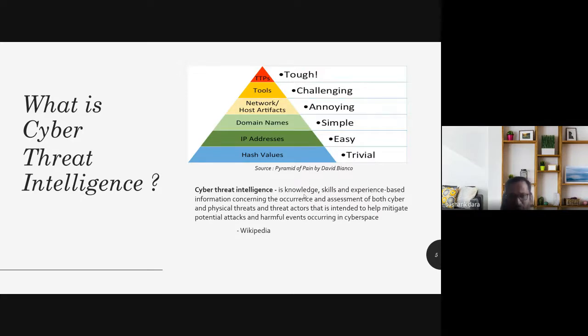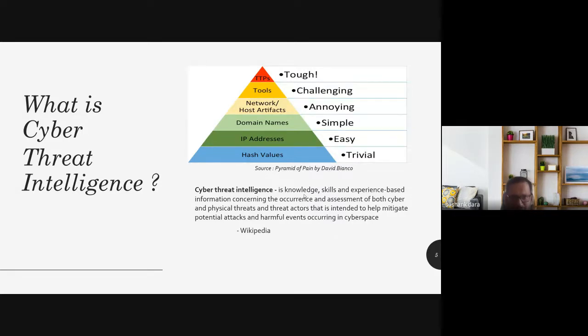In degrees of complexity, it's almost trivial to identify the hash values in your file logs. As the degrees of complexity go up, the TTPs are very hard to find. But the entire goal of cyber threat intelligence is detection and responding to an ongoing threat. Risk intelligence is not that. This is what threat intelligence does.